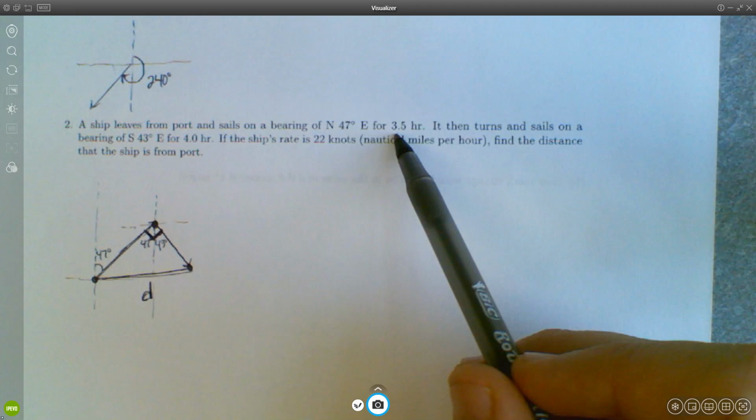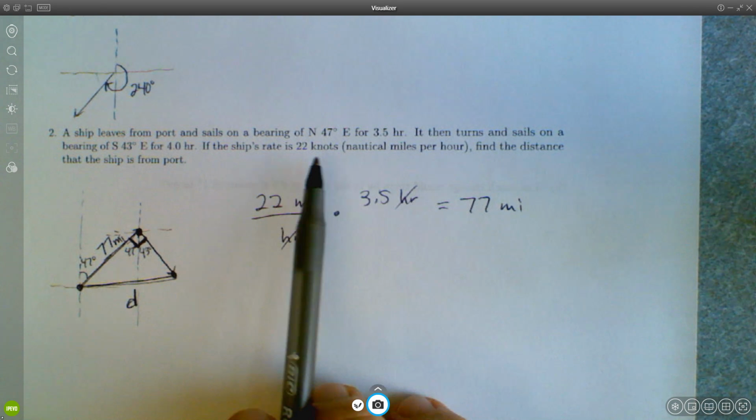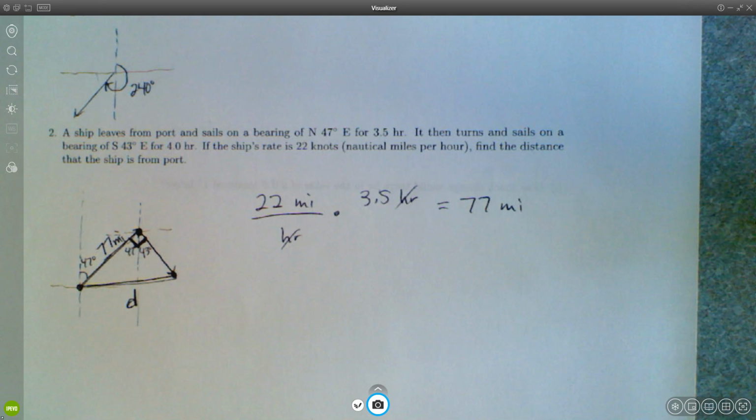Okay, what about this one? He traveled on this path for 4 hours. Actually, he's probably down here somewhere, but whatever, the picture is fine. For 4 hours, still going at a rate of 22 miles per hour. So we'll say 22 miles per hour times 4 hours. I can do that in my head. That's 88 miles. So this is 88 miles. Okay, so now I can use the Pythagorean theorem. We can say 77 squared plus 88 squared equals hypotenuse squared.